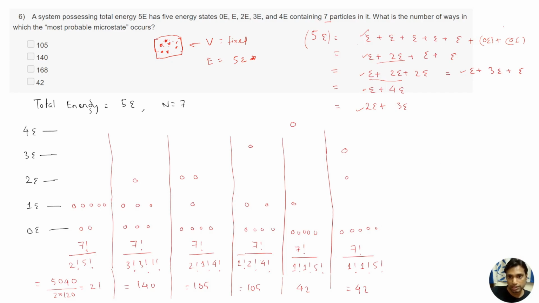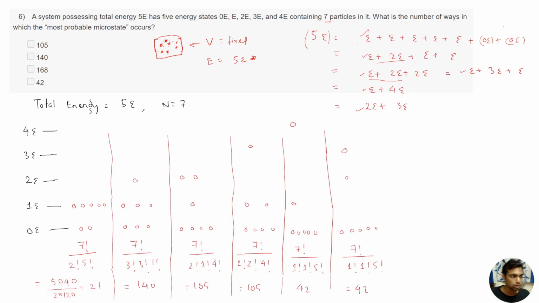What this microstate means, each of the particles is in the 1E energy level, and the rest of the particles are in 0E. So that's what it corresponds to: 1 1 1 1 1 0 0. Total 1 2 3 4 5 6 7, so n equal to 7 and total energy is 5E. The number of ways that can be done is 7 factorial divided by 2 factorial corresponding to this box, and corresponding to this box it is 5 factorial. And if you calculate it, it turns out to be 21.